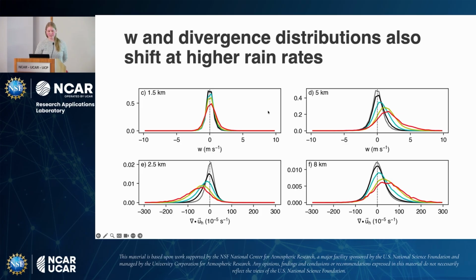Similarly, as we might expect, we see consistent patterns with divergence. So these are negative values of divergence. So this is convergence, low-level convergence, and then upper-level divergence. And again, you see this very systematic shift towards, if you have stronger rain, you're going to have stronger low-level convergence and stronger upper-level divergence.